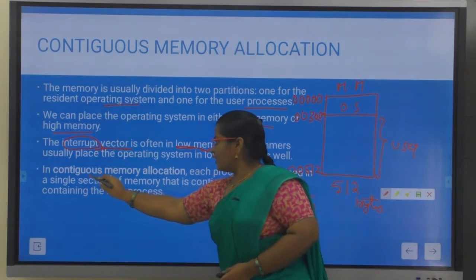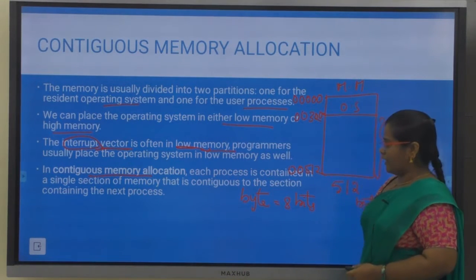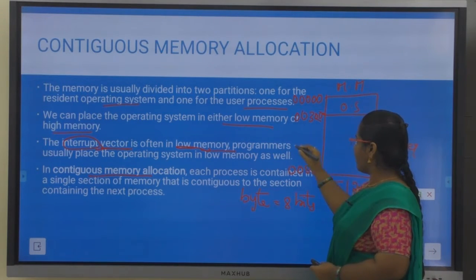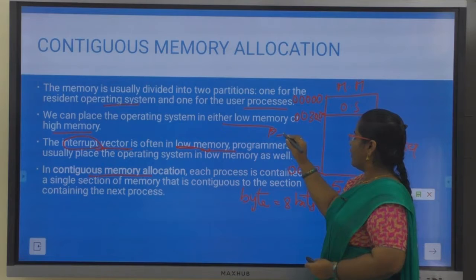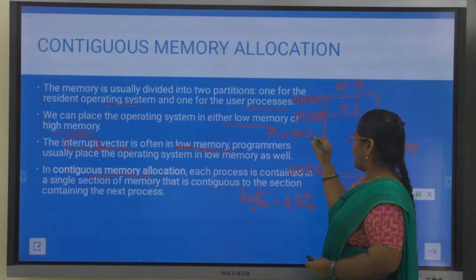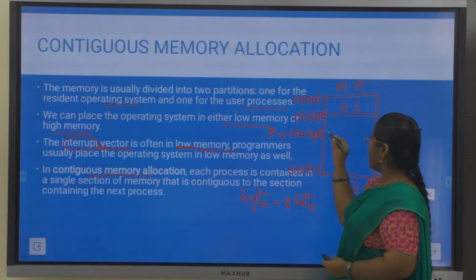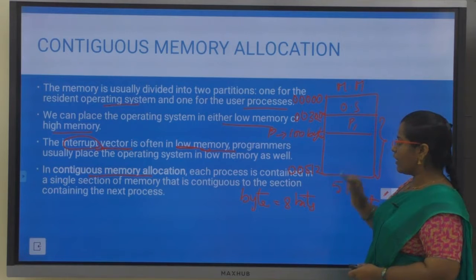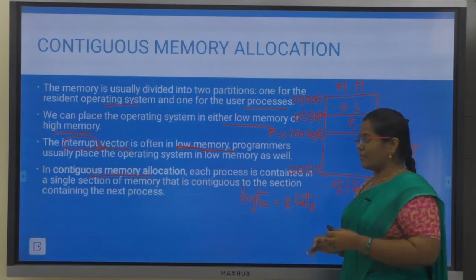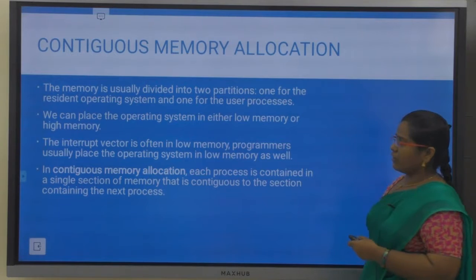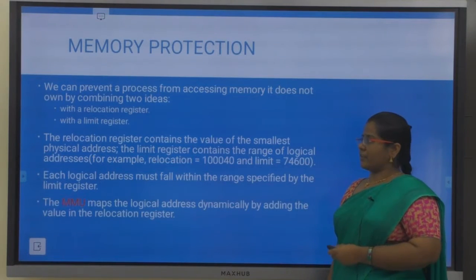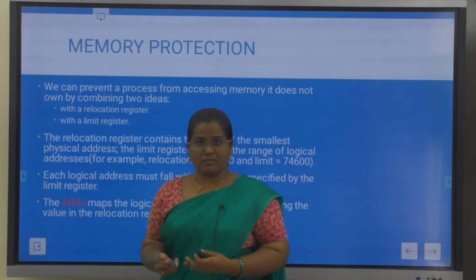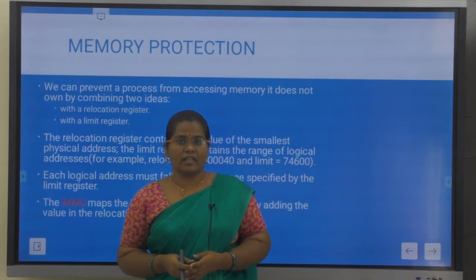Okay, then in your contiguous memory allocation method, each process will be contained in a single section of memory. Say for example, I have a process of size 100 bytes. So this 100 bytes I should allocate in a continuous fashion in my main memory. Okay, so that is the main point you need to remember while going with the contiguous memory allocation strategy.